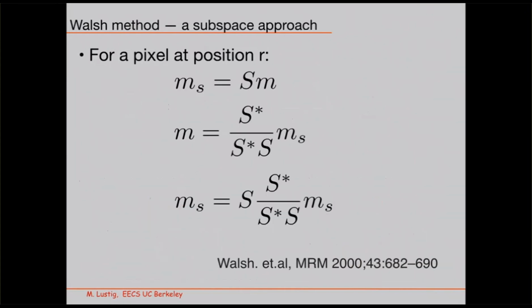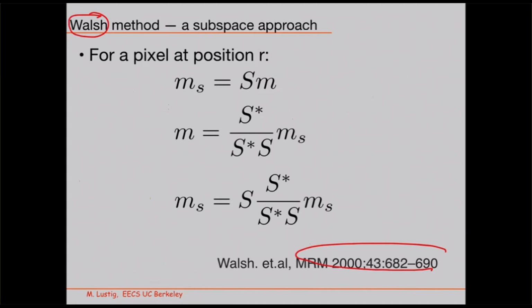Okay. Now let me quickly say something. There's another method that's really popular. It's called the Walsh method, implemented also in Siemens scanners. It's called adaptive coil combination. And the idea there is the following, described by this paper. It's a really nice method.